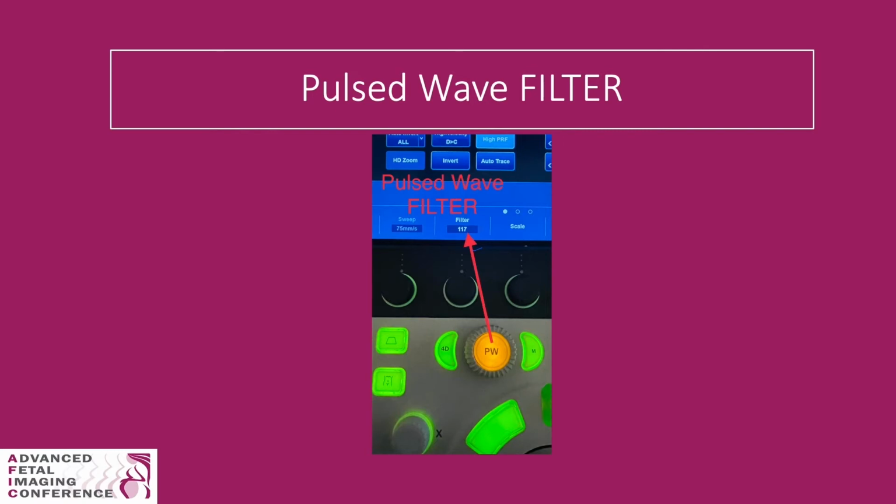On this ultrasound unit, the pulse wave filter is on the touch screen. Notice how close it is in proximity to the pulse wave button. Remember, initialize first, then optimize. Just as a recap, increasing filter will remove waste or unwanted noise from your waveform.